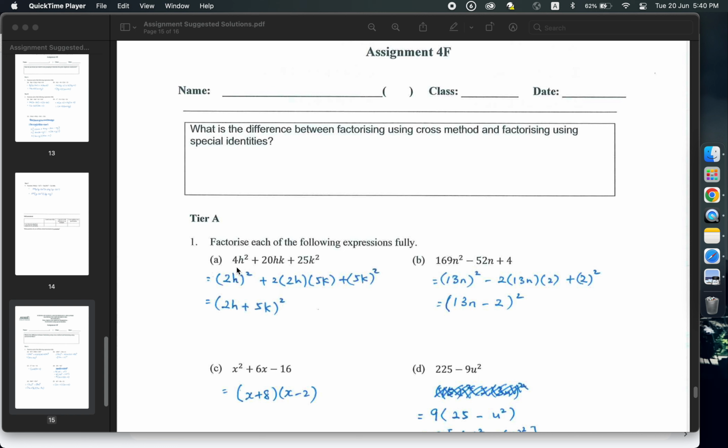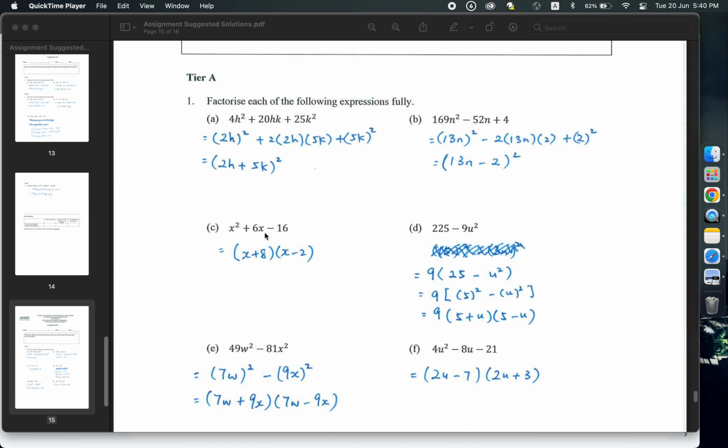So here we have 4h squared plus 20hk plus 25k squared. We can rewrite it in a special identity format. We have our a squared plus 2ab plus b squared structure, so we end up with a plus b bracket squared. So 2h plus 5k squared. Over here, same situation. I rewrite it in the structure of a squared minus 2ab plus b squared. That gives us 13n minus 2 bracket squared, right?